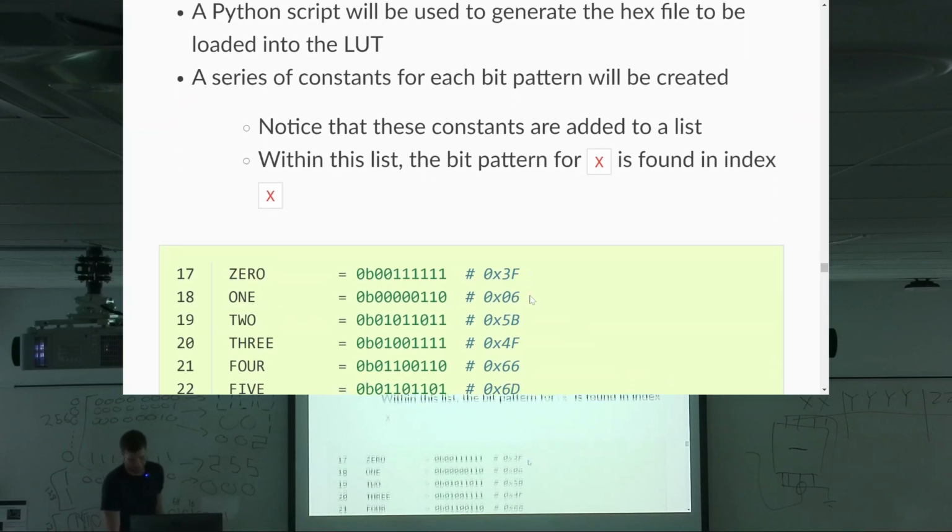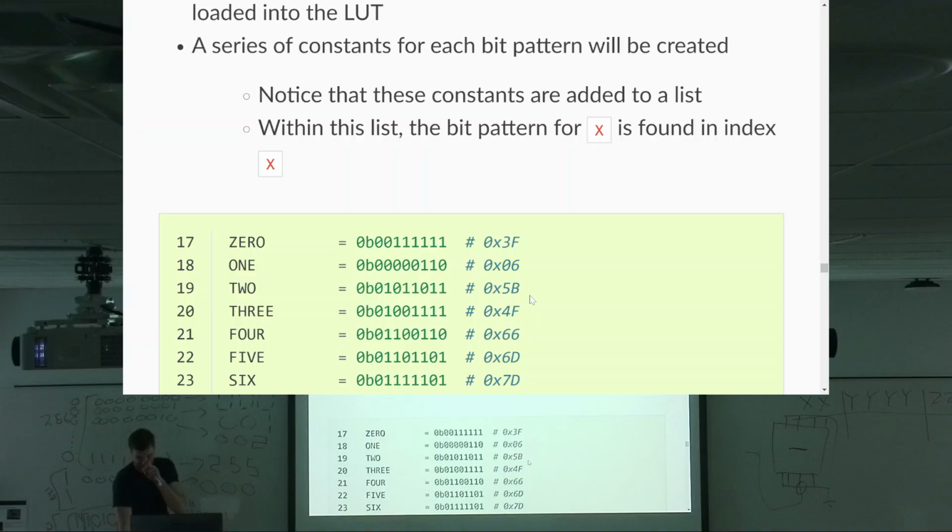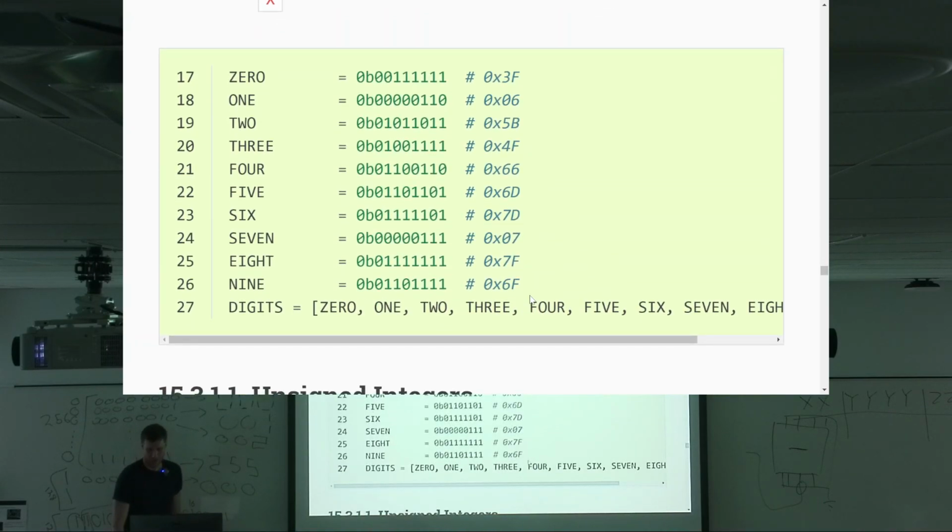So here we go. All right, so what we're going to do is we're going to start with a couple of constants that correspond to the bit pattern for every one of these numbers. Okay? So I'm going to create a constant that is 0. This is Python, by the way. A constant called 0. All right? And the bit pattern for a 7-segment display to output 0 is this.